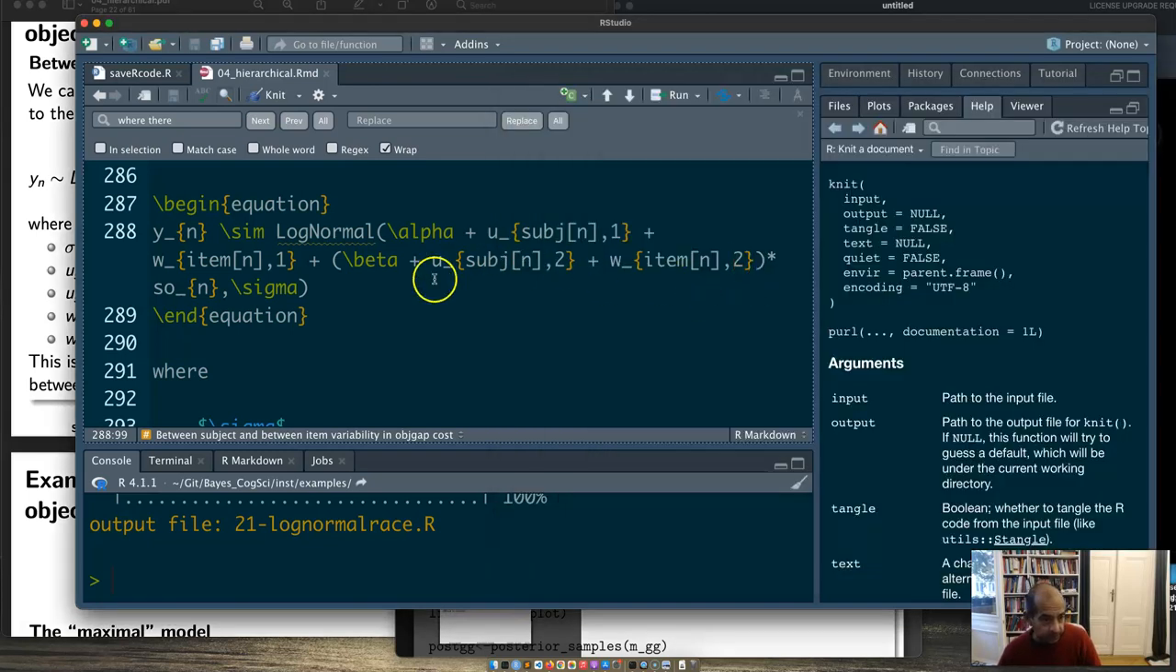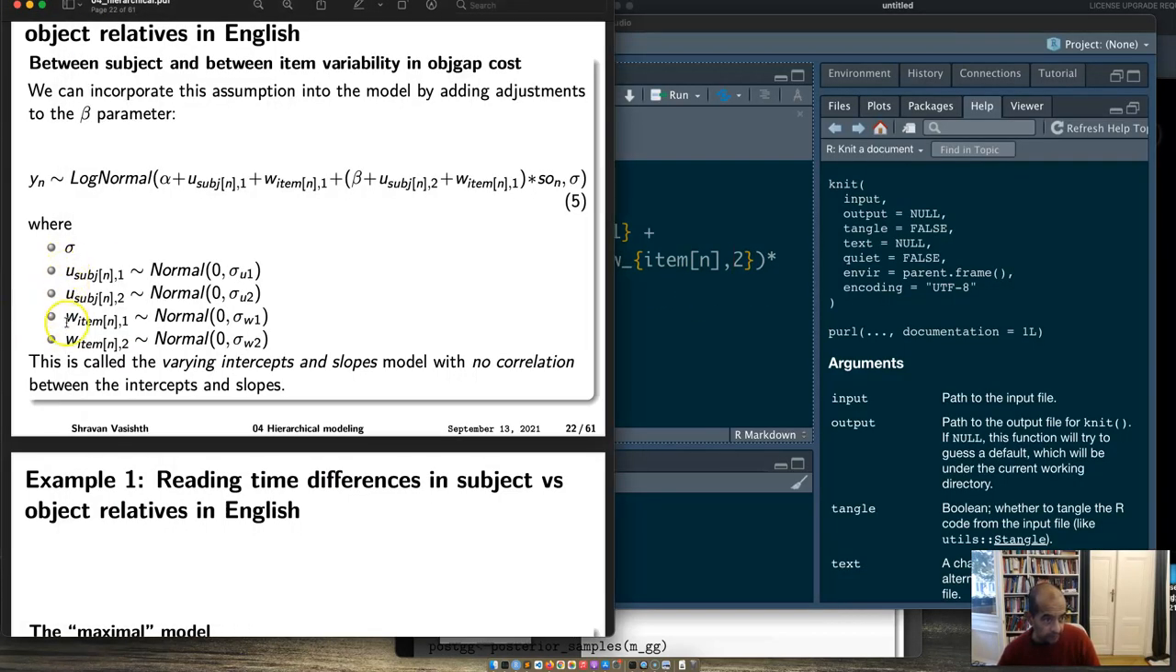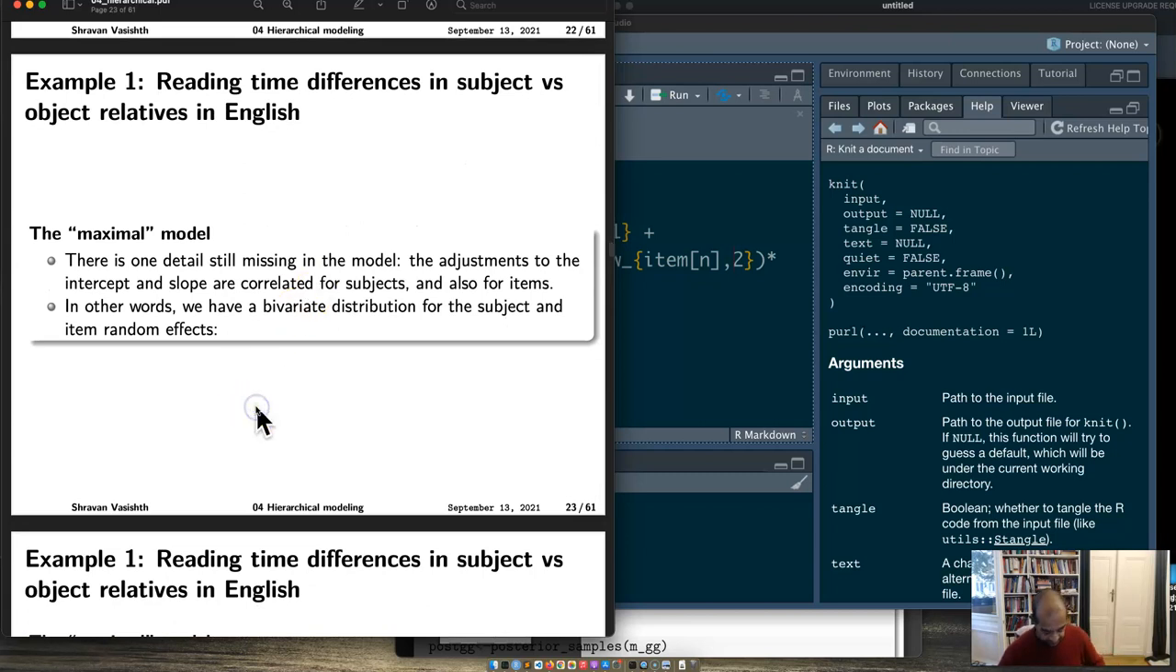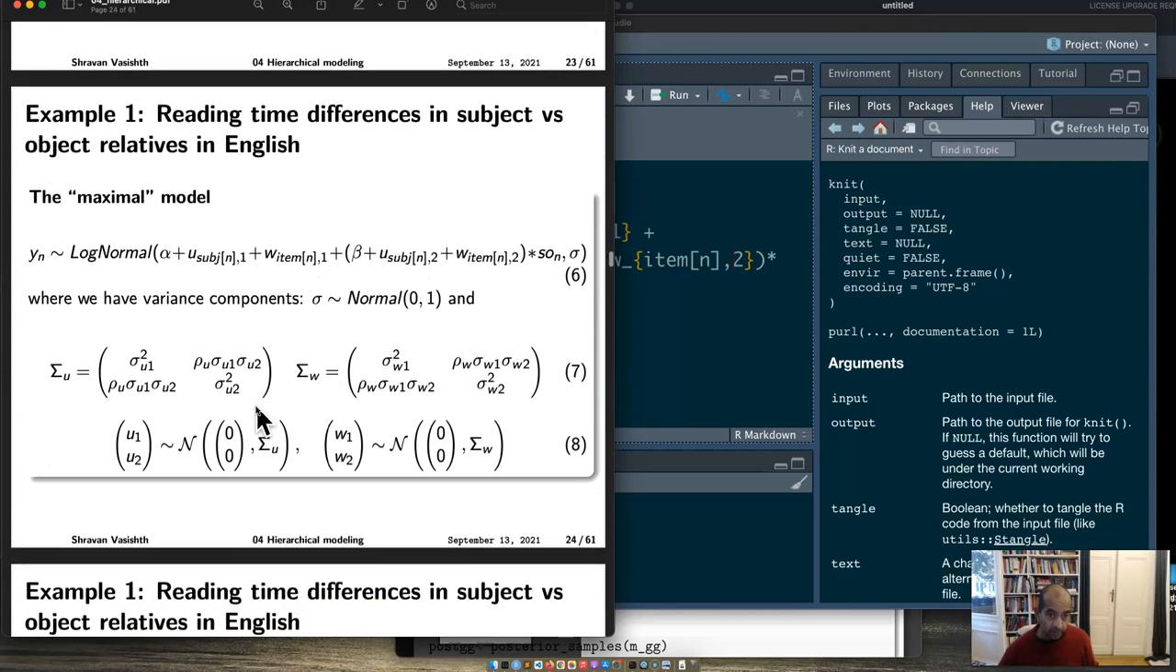Okay, so I'm assuming 2 independent random variables here for subjects and also for items, right? So this is my model now, and I have 5 sources of variance: sigma, sigma u1, sigma u2, sigma w1 and sigma w2. This is what we call the varying intercepts and varying slopes model with no correlation between the intercepts and slopes. And now, of course, you know where I'm going with this. I'm going to fit the so-called maximal model, the notorious maximal model, and it will have the following elaboration, which you've seen before.